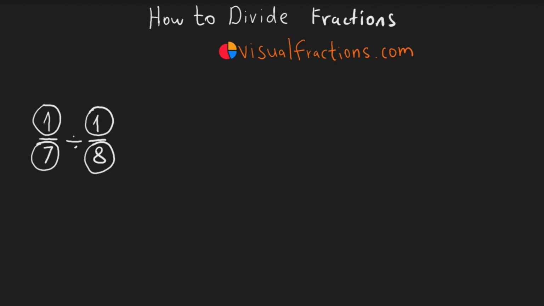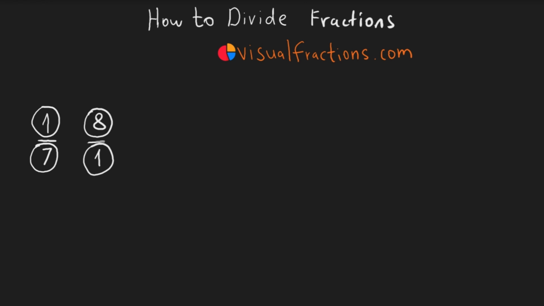The process of dividing fractions requires a little twist. You keep the first fraction as is, take the reciprocal of the second fraction, which means you flip it, and then you multiply. So, let's perform the division. Keep the first fraction. 1/7 remains as 1/7. Take the reciprocal of the second fraction. The reciprocal of 1/8 is 8 over 1, or just 8, because you flip the numerator and denominator.